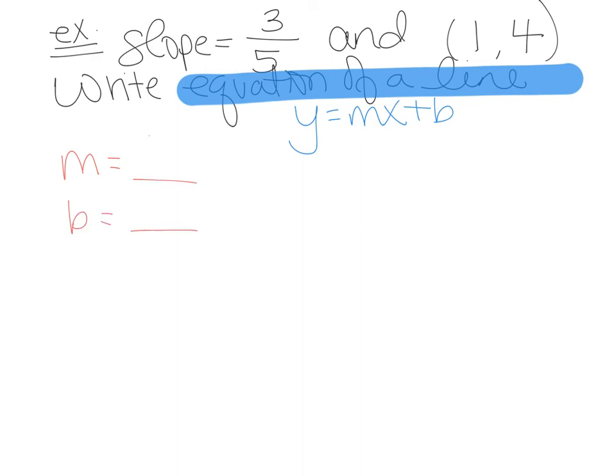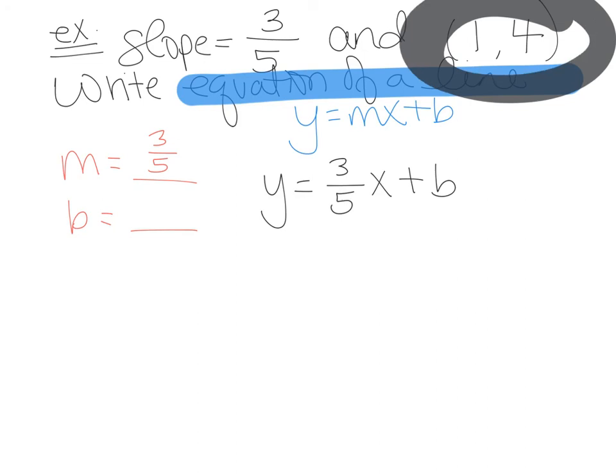What do I know about m? It's 3/5. What do I know about b? Nothing. So, write what I know. Y equals 3 over 5x plus b. So what am I going to do to find b? I'm going to take this ordered pair, and I'm going to plug 1 in for x and 4 in for y. So I have 4 equals 3 over 5, and in parentheses, plug in 1, plus b. I'm going to do my over 1 trick. So I have 4 equals 3 over 5 plus b.